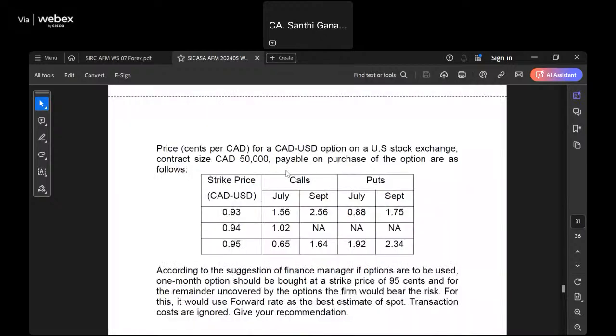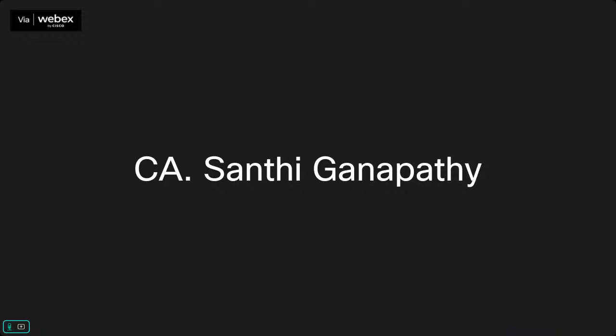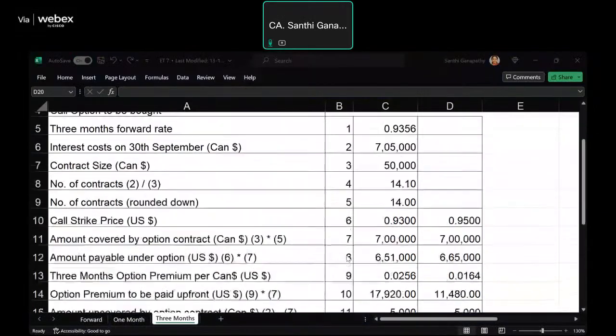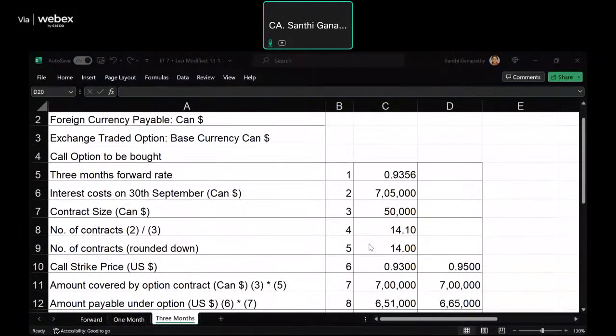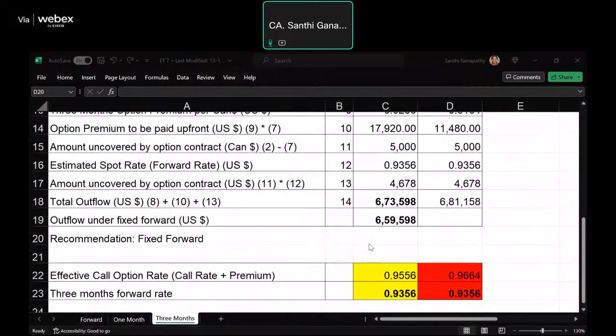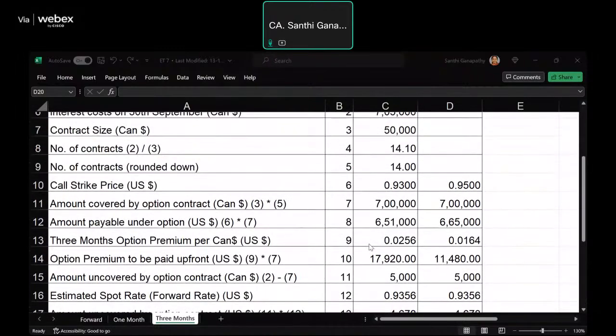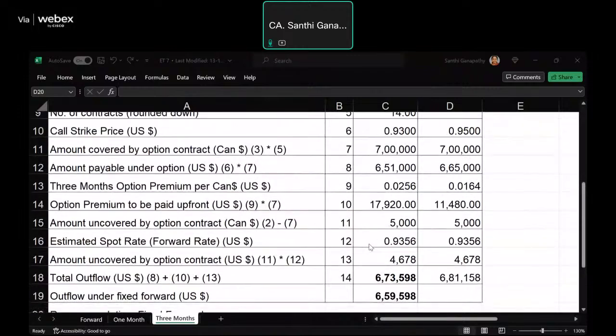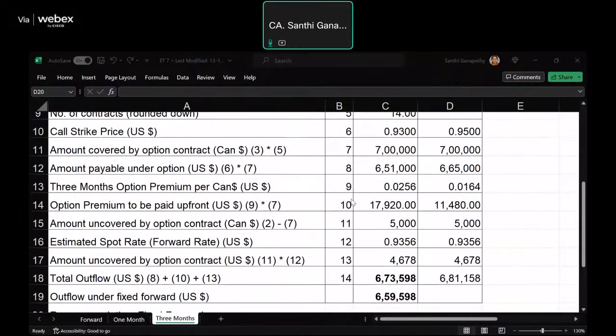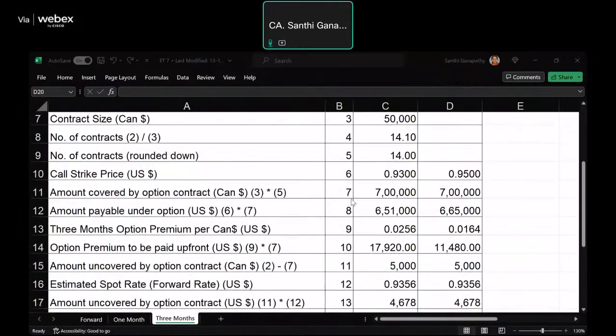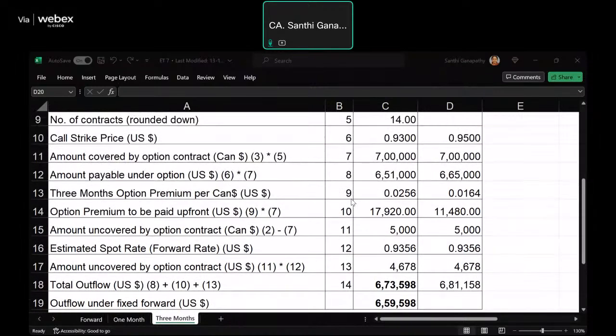So have you done the next one also? Can you check the answer? Here also, as I told you, you could have found the effective call option rate, but then in the exam, if they give it as a descriptive question, you would be expected to work it out fully.